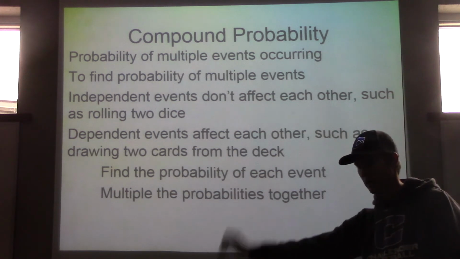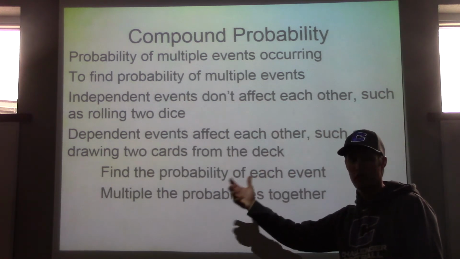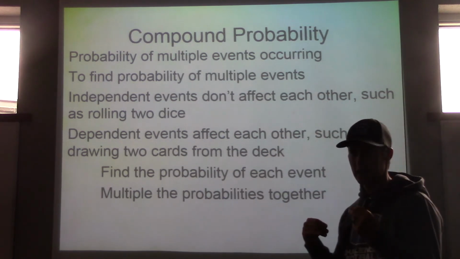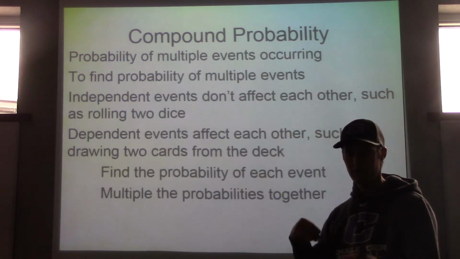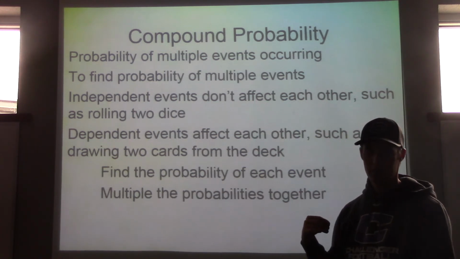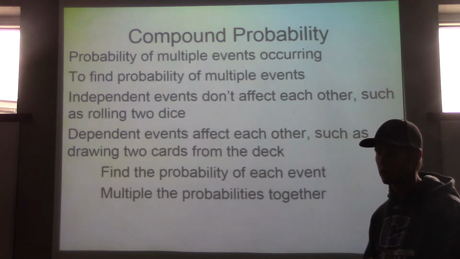So that's when we look at dependent. They affect one another. They change. So if I'm drawing cards, I draw one card out and then I draw a second card out. If I don't replace that first card, then it's changed it. I went from 52 cards in my deck to now 51 in my deck. So that's what we're looking at when we talk about it.